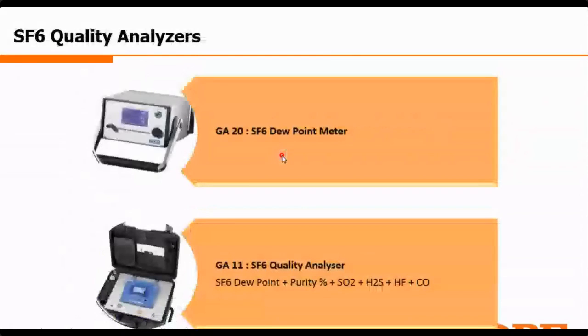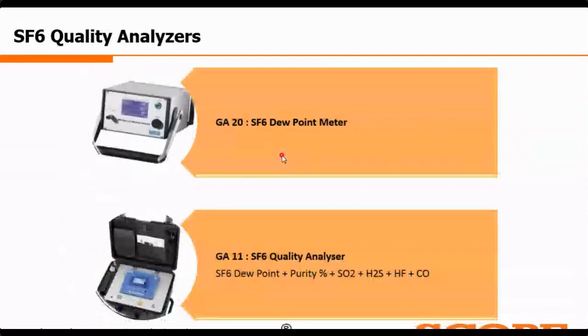For the quality analyzers, we have the GA20 SF6 dew point meter. We also have the GA50, that is the SF6 purity meter, which I have not mentioned here. And we have the gas quality analyzer, that is the multi gas analyzer, the model is GA11. Here you can see I've already mentioned that along with the purity and dew point, it is measuring SO2, H2S, HF, and CO. So this is a multi gas analyzer, and if you want an SF6 gas quality analyzer, then it is the best product for you, generally for GIS and AIS utilities. So it will cover all your headache.